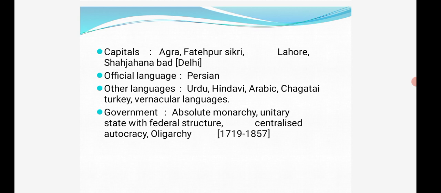Between 1719 and 1857, the form of the government of Mughals changed into oligarchical form. It is a form of government where a small group of nobles and kings had control over the government. This is how their forms of government kept on changing periodically.